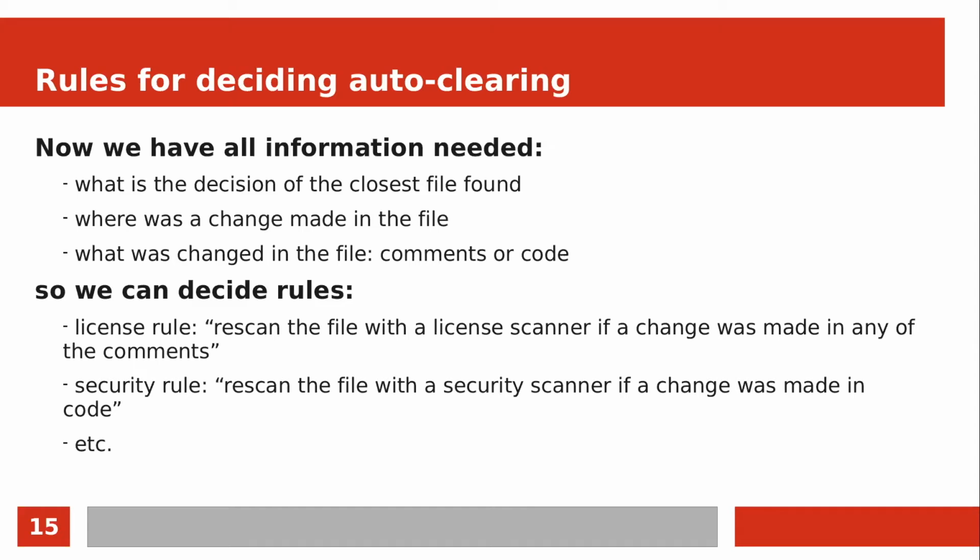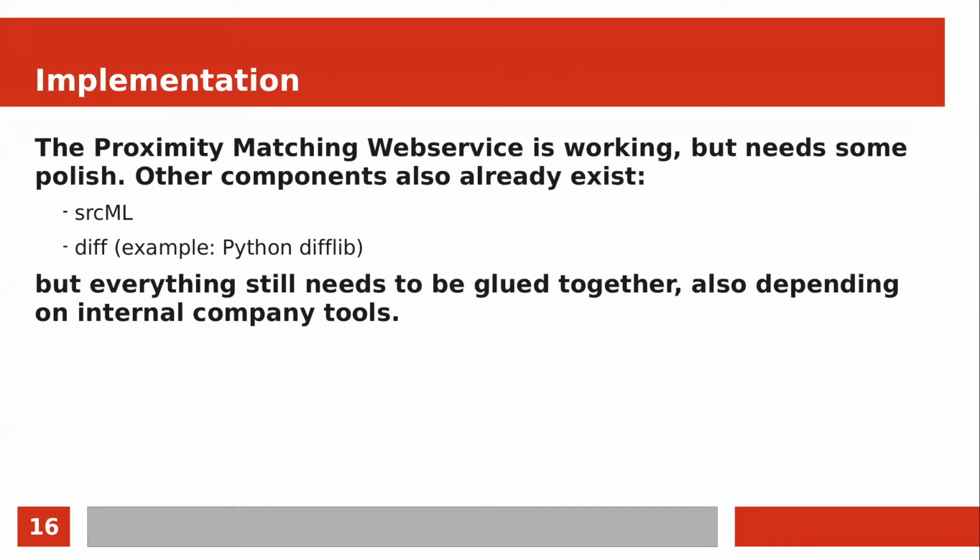One rule could be: rescan the file with the license scanner if a change was made in any of the comments. Or a security rule, like: rescan the file with a security scanner if a change was made in the code. Another license rule would be: if there's a change in the code, then just copy the old decision that we made about the license. A security rule could be: if there are only changes in the comments, then don't rescan with a security scanner. And that allows us to do semi-automatic clearing of code, which should be a lot faster.